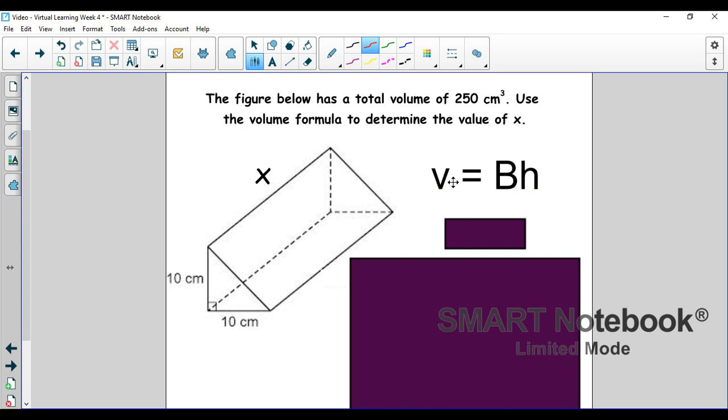Well, it told me it's a volume problem. It says it right there. Volume is equal to the area of the base times the height of the prism. We know that is a fact from last week's lesson. They also told us in this problem what would be the total volume.